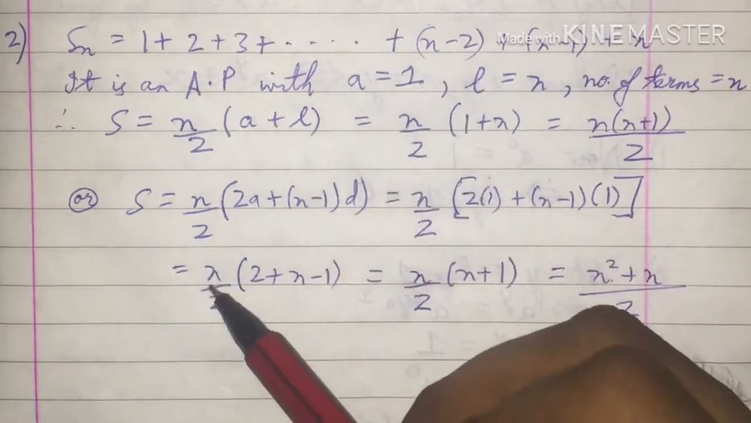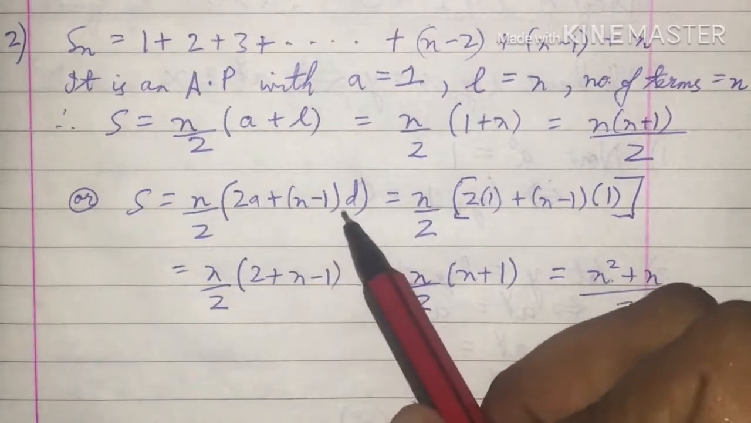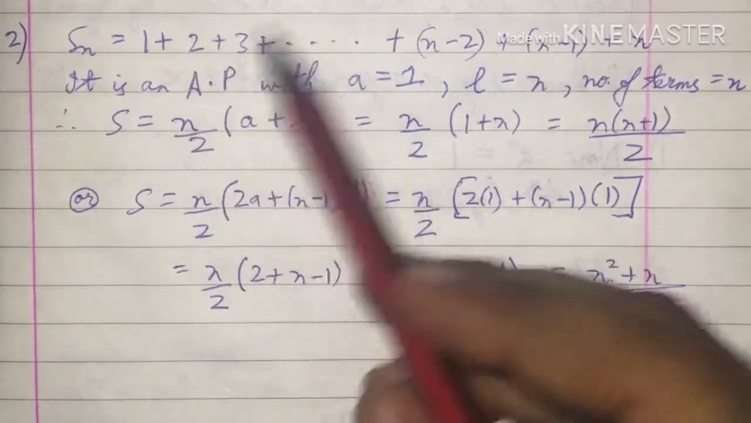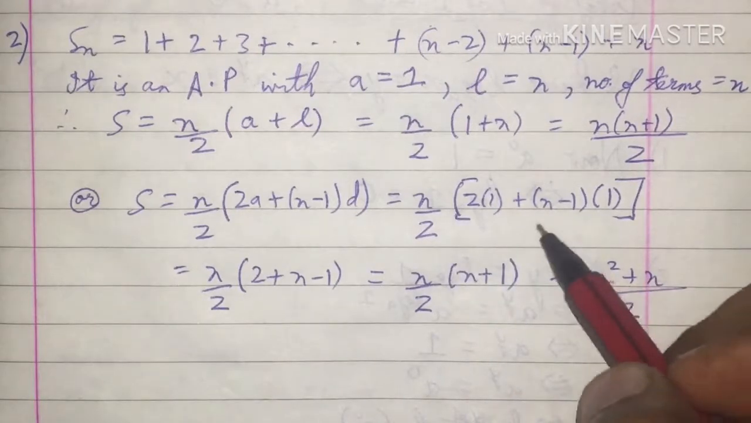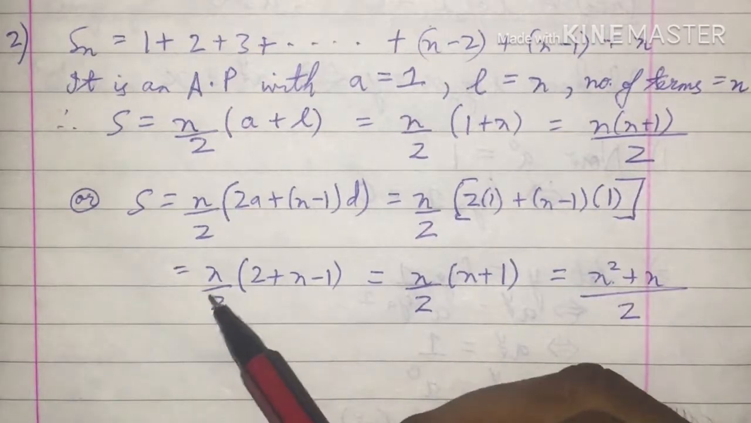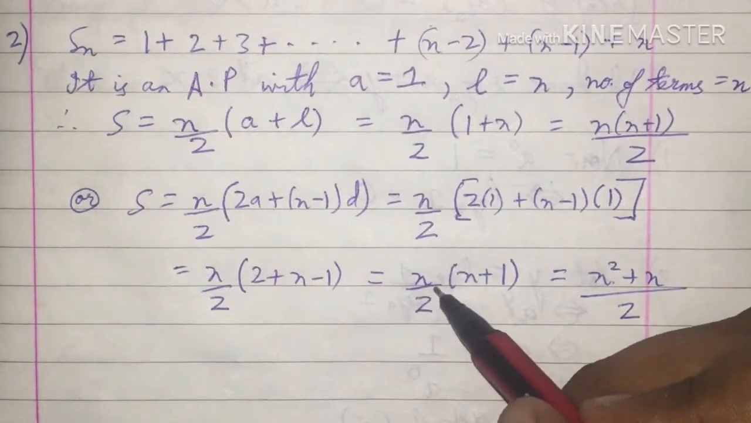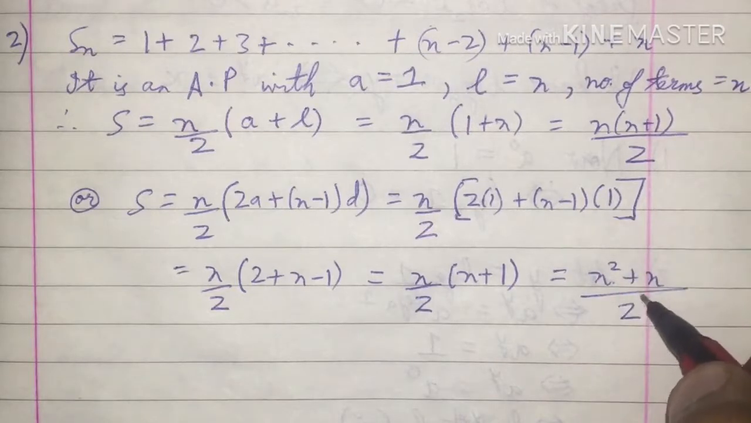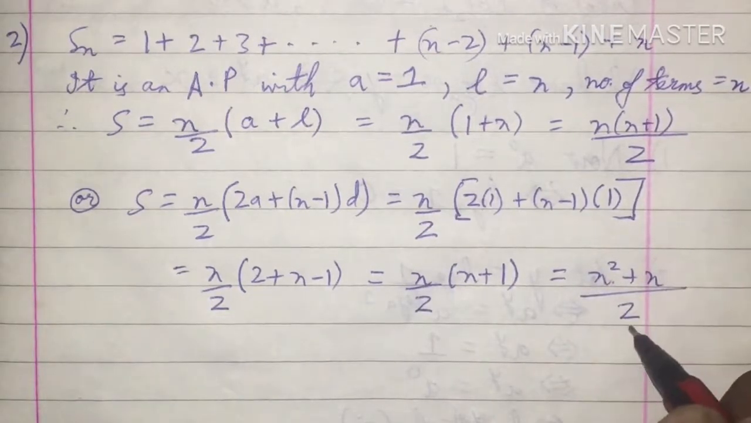It can also be shown using the second formula of AP, S equal to n by 2 into 2a plus n minus 1 into d. Now we know the common difference is 1, as it's the natural numbers. So n by 2 into twice 1 plus n minus 1 times 1, which is n by 2 into 2 plus n minus 1, which is nothing but n by 2 into n plus 1. We sometimes show this, by opening the brackets, as n square plus n upon 2.